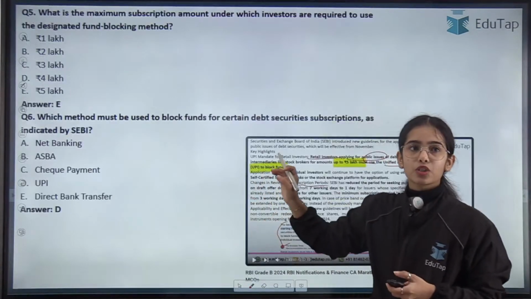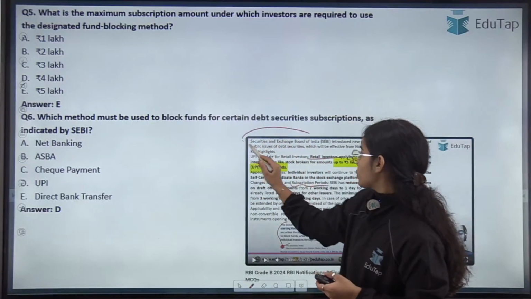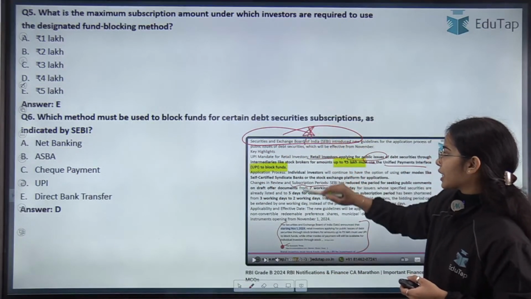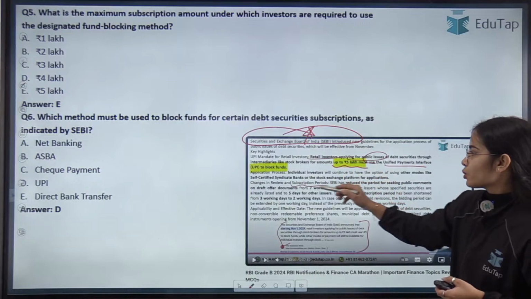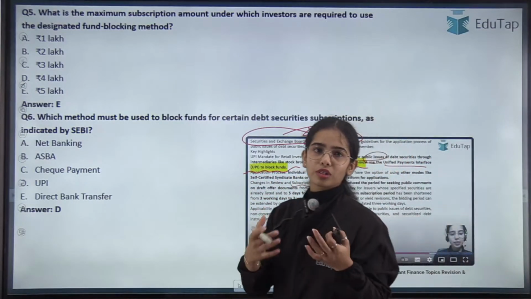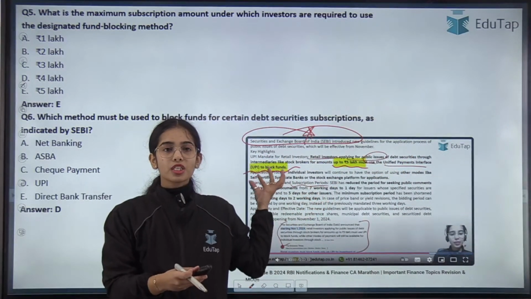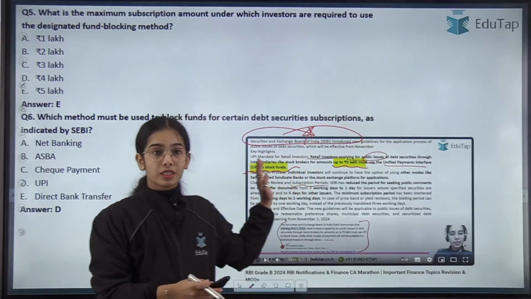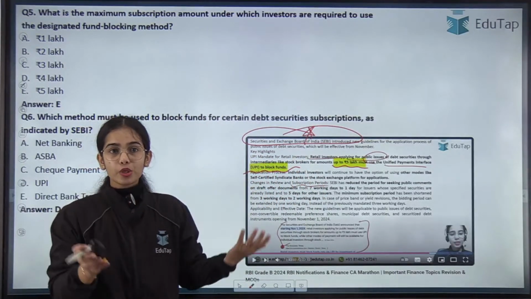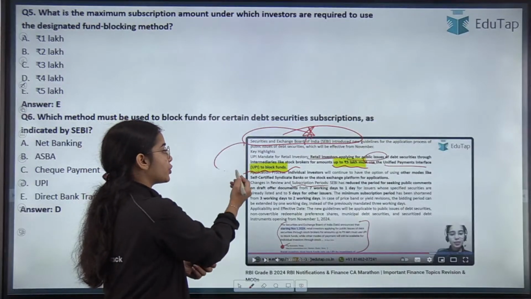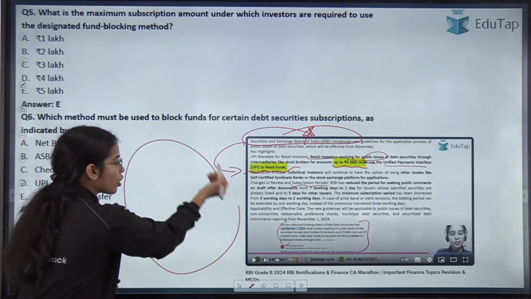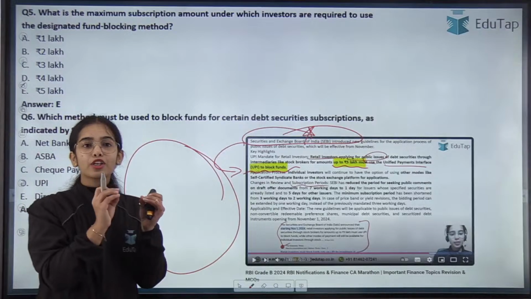As you can see, this topic was SEBI news. This was a SEBI news article that SEBI has decided to bring UPI for the blocking of funds. You can understand this was quite a big news at that time, as it is connected with UPI and affects all the retail investors. So such kinds of news are important.